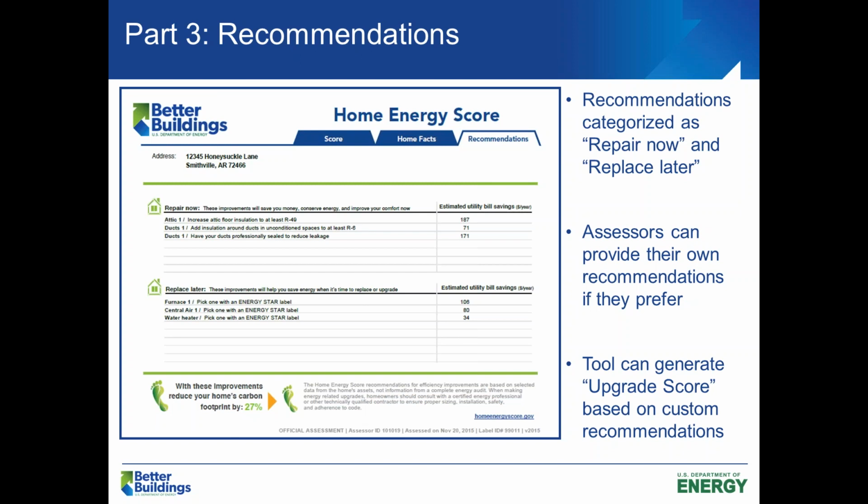And then we break it out into replace later, which is what kind of improvements you can make when you're ready to replace whatever heating, cooling, and water heater equipment you have in the house. So if you have a 20-year-old furnace and you're going to go out and pick one that's Energy Star, how much would you save if you got rid of the one you have now versus one that's Energy Star on the market today? In this case, it's telling you that you would save $106, I apologize. So the upgrade score that you saw on the front is assuming you've made all of these improvements. Okay, next page.